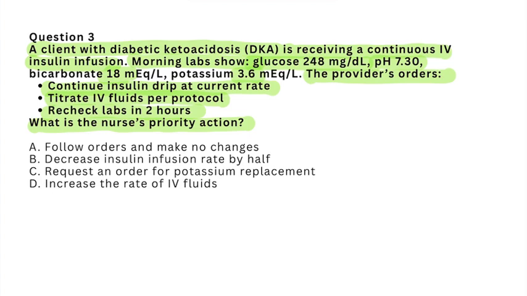Okay, so letter A, follow orders and make no changes. Letter B, decrease insulin infusion rate by half. Letter C, request an order for potassium supplement. Or letter D, increase the rate of the IV fluids. So again, I'm going to give you 30 seconds to review this question and the 4 choices.